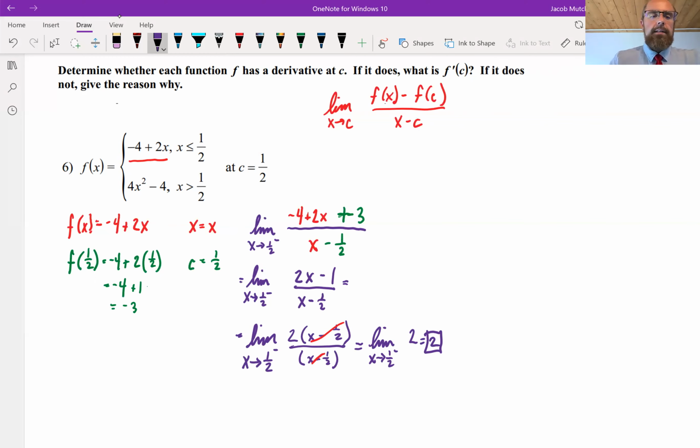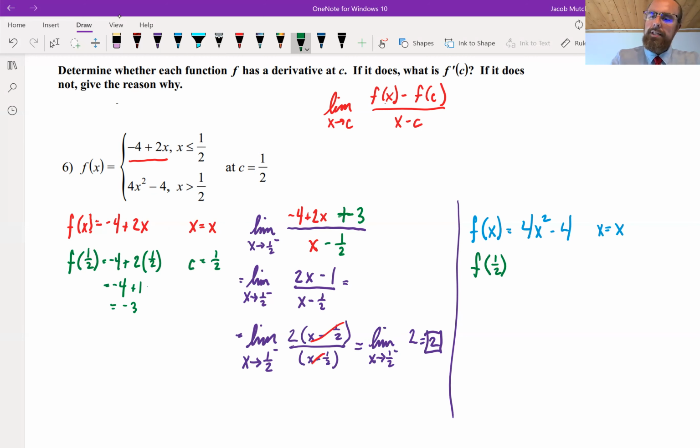Let's compare that then to the limit of the function from the right at 1/2. So I'm going to set that one up. From the right, that's the second part of our piecewise function, which is 4x squared minus 4. So again, x is x, and then f at c is again f at 1/2. Let me just say that here, c is half.